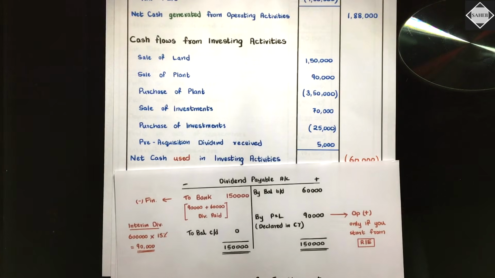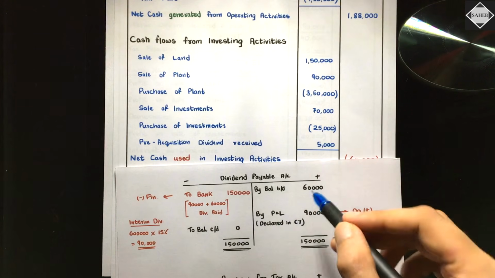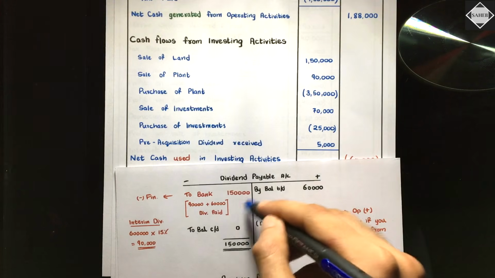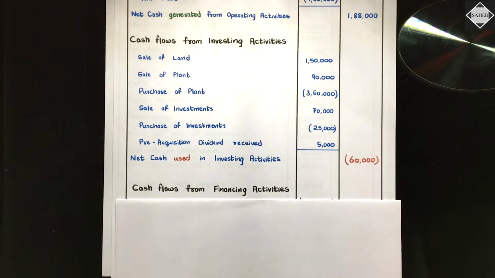And then in dividend payable, of course, yes, we have paid the dividend of how much? 1,50,000, 90,000 interim we have paid, and 60,000 final dividend we have paid, which was declared in the previous year. Doesn't matter, directly see the ledger account, 150 is there, bank is there, that means that much dividend has been paid. Subtract in financing, it's an outflow. Okay.